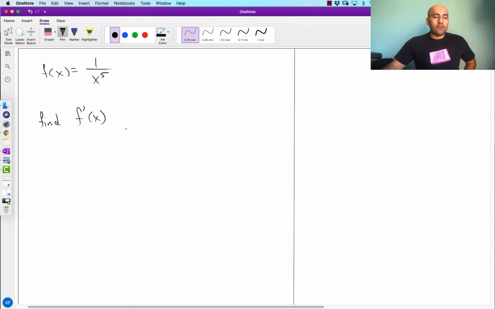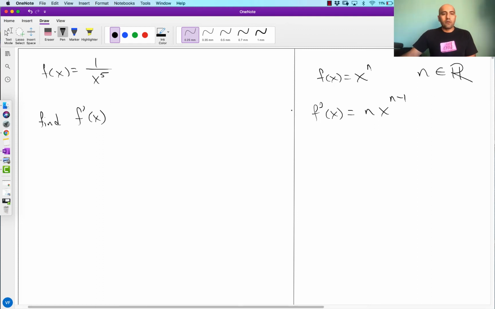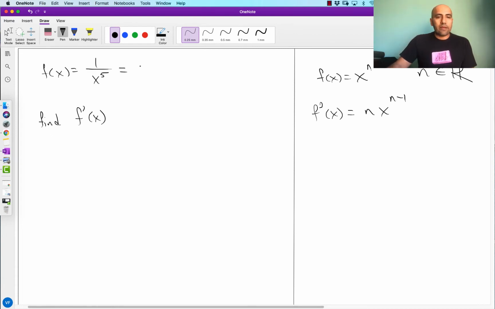Okay, so the first thing I'd want to do is manipulate this a little bit so that it fits our standard form, because I don't know anything about this the way it looks exactly, but I do know that we have our power rule that if f of x is equal to x to the nth power, its derivative is going to be n times x to the n minus 1. Right? So we know this, and n is allowed to be any real number. So if I can manipulate this a little bit and rewrite it this way: 1 over x to the 5th power is equal to x to the power of negative 5. And now it fits that form.